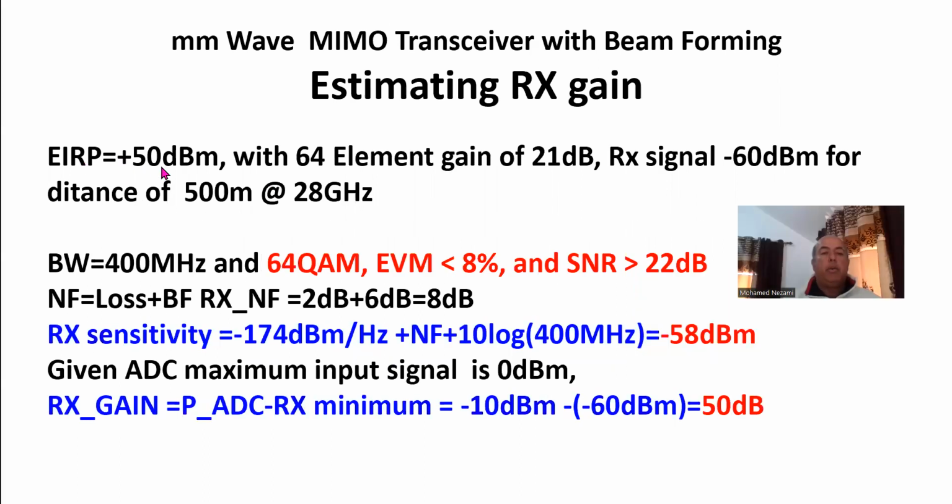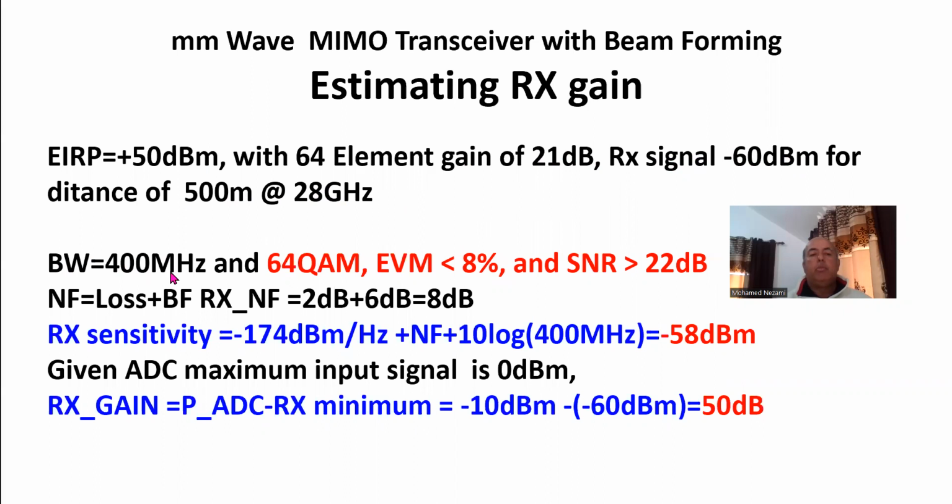So you've got EIRP of 50 dBm, and 64 elements with 21 dB of gain, dBi, sorry, that should be dBi. Now, usually, if you look at the Rappaport model for millimeter wave signals in urban, suburban, and so forth, at typical 10-meter height small base stations, you usually get somewhere at minus 60 dBm up to like 500 meters at 28 gigahertz.